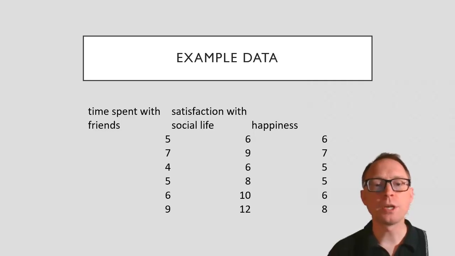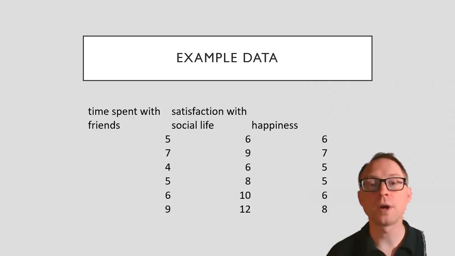So the first thing we need to talk about is an example. This is some example data based off of what we were discussing last time. Let's say that we've got three different variables here: time spent with friends, satisfaction with social life, and happiness. Let's say that I'm measuring time spent with friends in the number of hours you spend with your friends during 1 week. Satisfaction with social life is a scale, and happiness is also a scale.